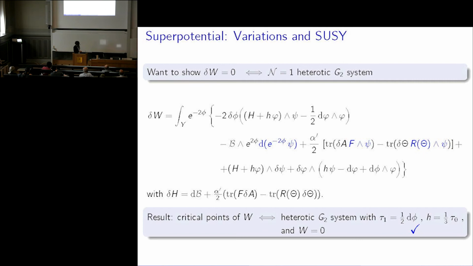And one can show that this exactly reproduces the constraints that I showed before, plus the condition that W has to be 0 at the critical locus.